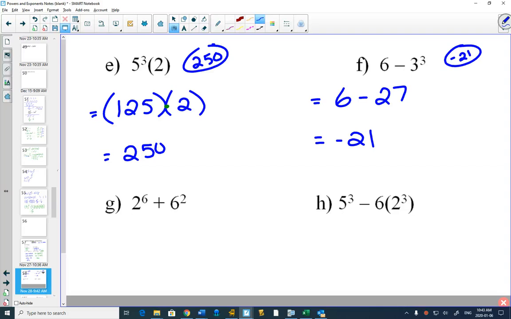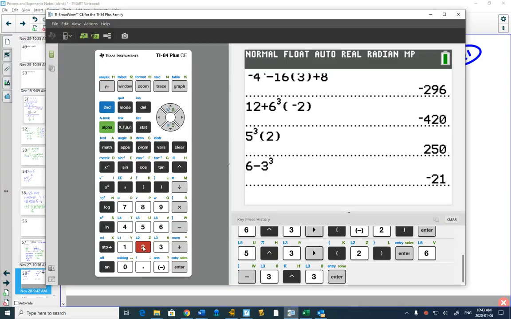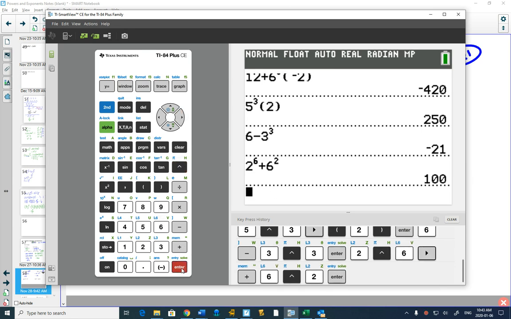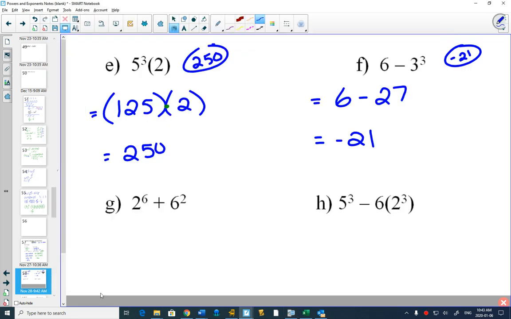Okay, part G, again, check it with your calculator first. You can type the whole thing in. 2 to the power of 6 plus 6 to the power of 2. Calculator says 100. Order of operations, do we have exponents? Yes, we have 2 exponents. So go 2 to the 6 first on our calculator. That gives us 64. 6 squared on our calculator gives us 36. So then you go to your calculator, 64 plus 36, that's equal to 100, and it matches up.